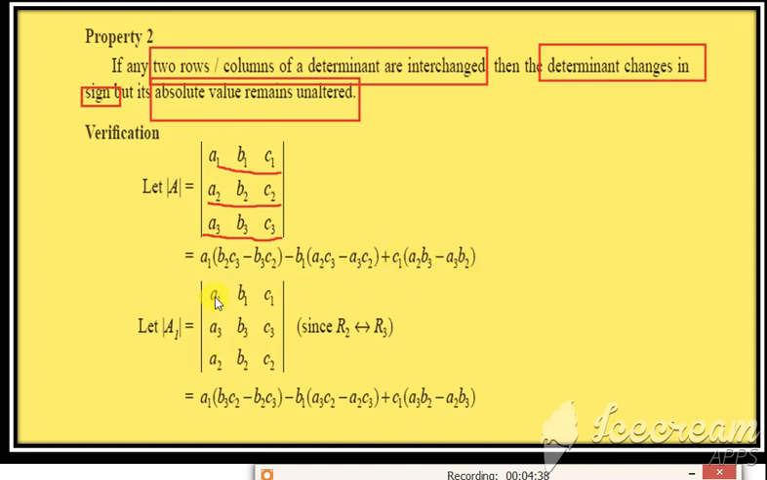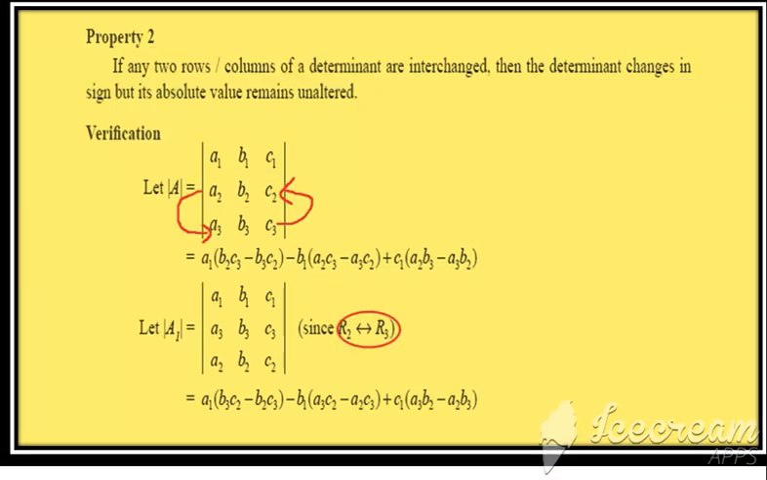So now I am going to interchange 2 rows, R2 interchanged with R3. Now the determinant A1, I am going to interchange R2 and R3. See here, R2 value is A2, B2, C2, and R3 value is A3, B3, C3. I am going to interchange. Now I am going to expand this determinant A1.